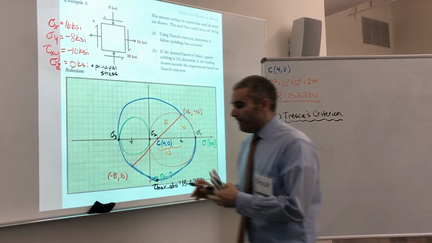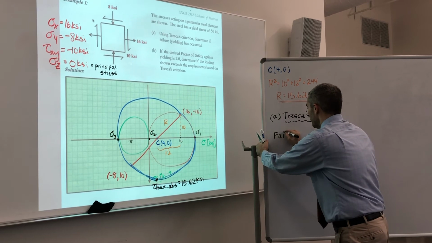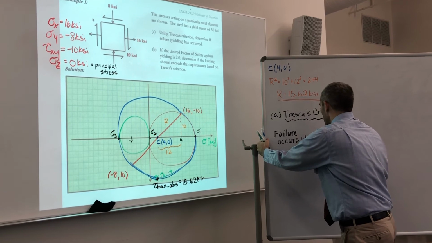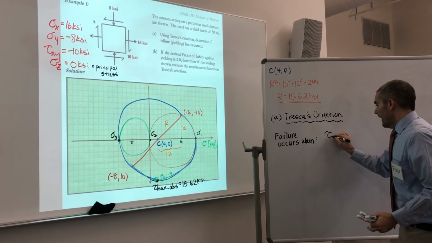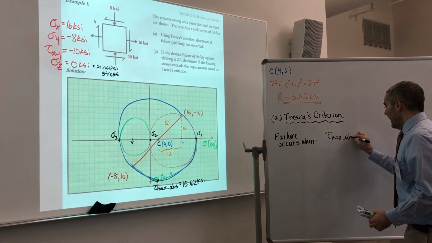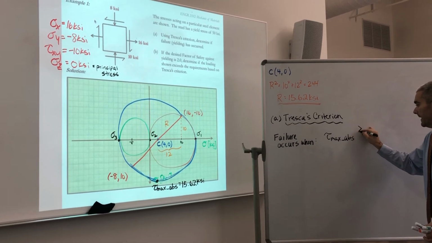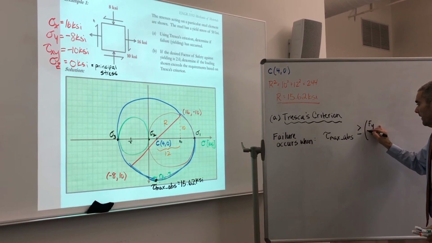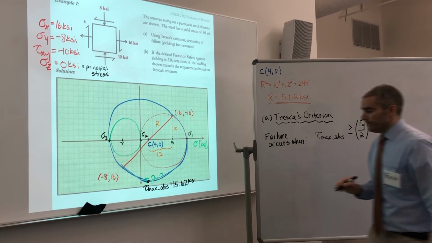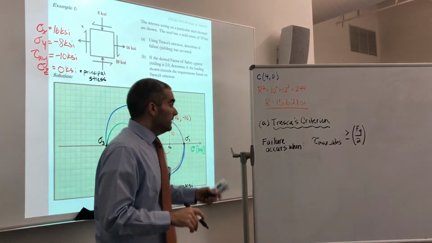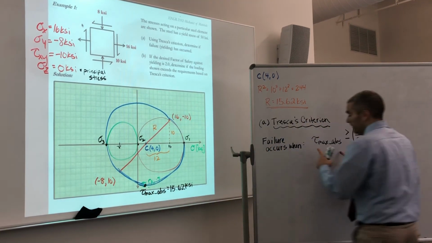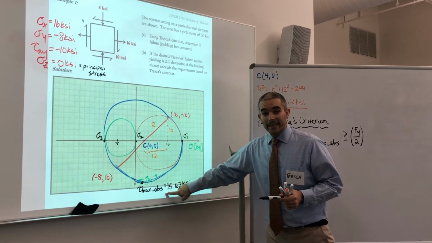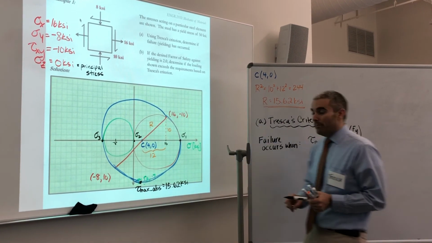All right, so we said that failure occurs when tau max absolute exceeds a critical value of Fy over 2. If you like to use the graphical representation, great. I think it's easy to see that this is the maximum absolute shear stress, 15.62.